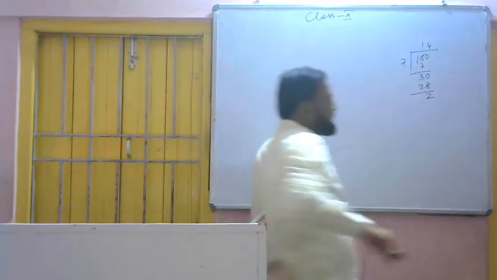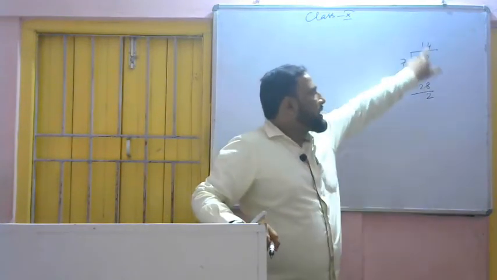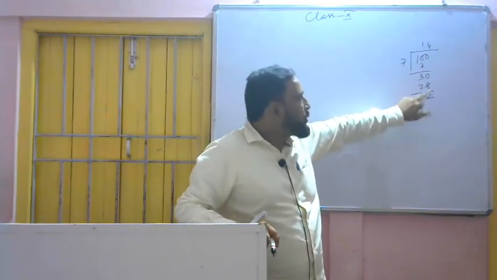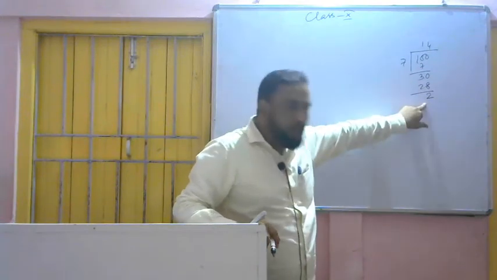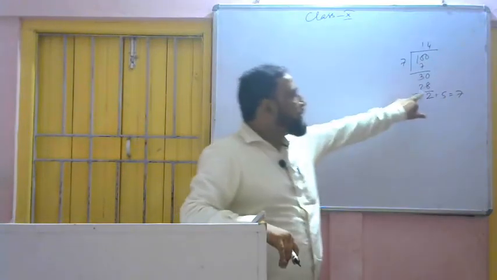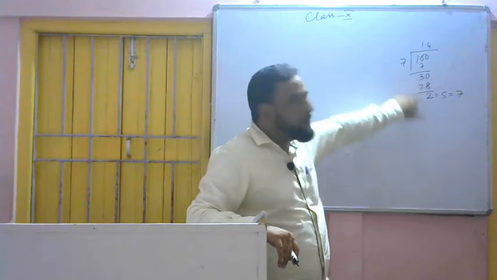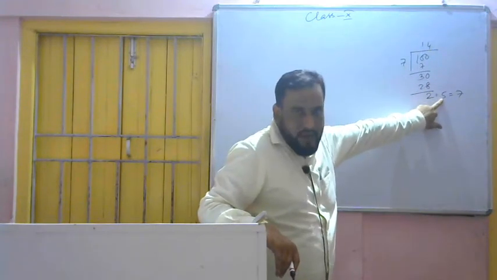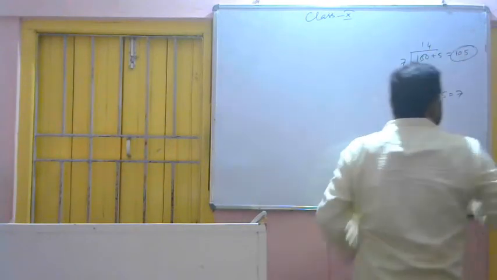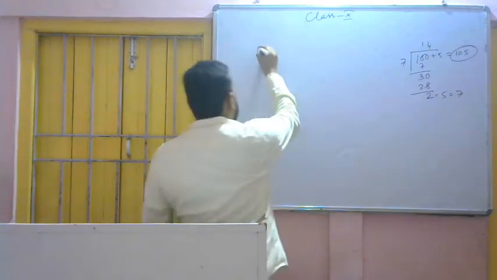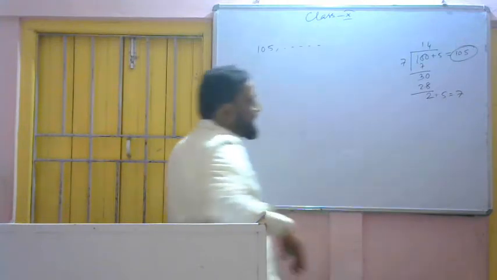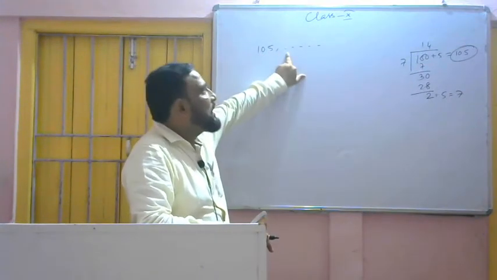Again I am repeating, it was up to here: 4 sevens are 28, remainder 2. So 2 is not divisible by 7. To make it divisible, we have to add 5, that is 7. So in place of 2, if there were 7, it would be divisible. So this 5 you have to add here. So 105, the least number divisible by 7, is 105. Then it will increase by 7: 105, 112, 119.